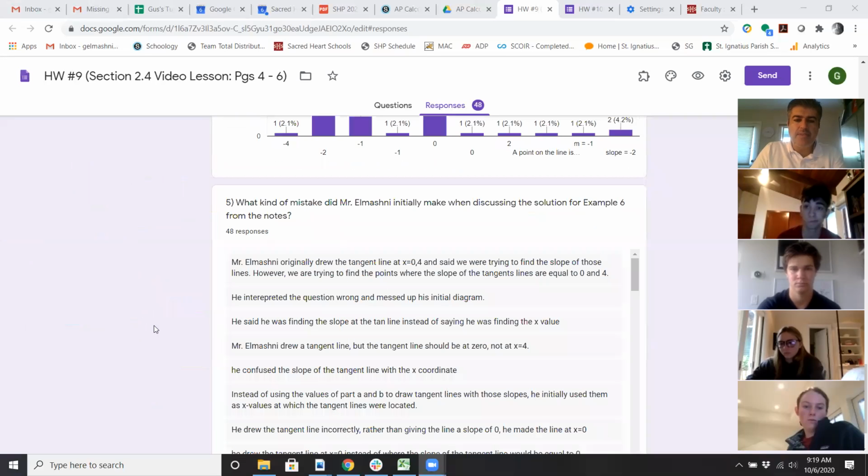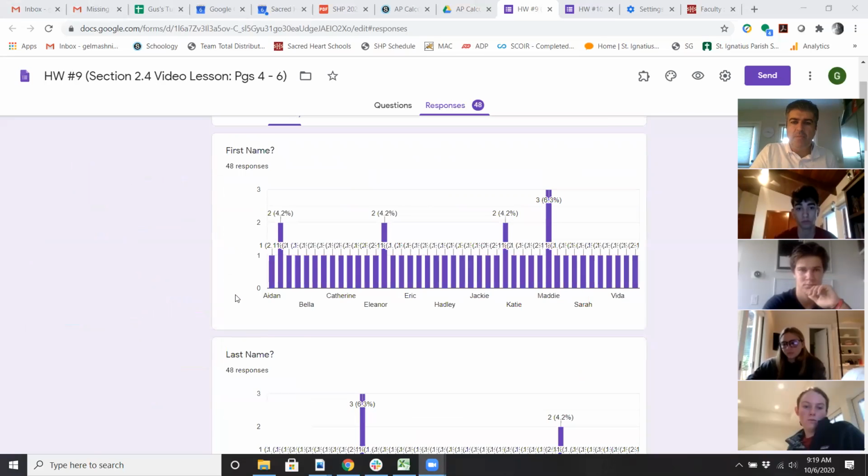Yes, and the mistake I made is that for the last example, example 6, I assumed that was at x equals 4, not the slope of 4. So anyway, all right, so that's enough for the recap.